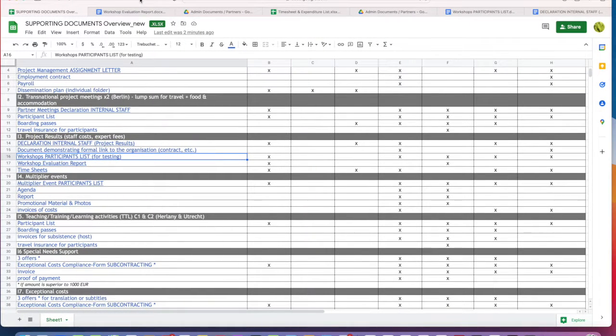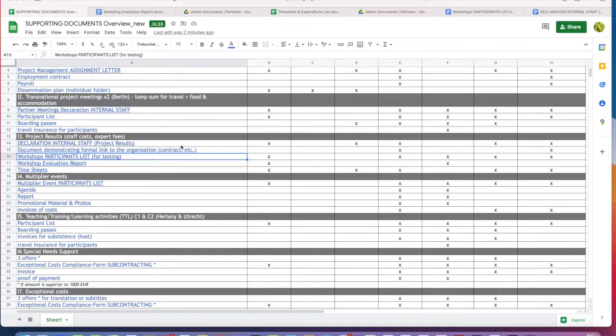Okay, so let's look at the documents linked to the next category, the category project results. Here you have a series of documents to be filled in and to be sent to us, and we will start with the declaration of internal staff. We already had one of those, but that was linked to the project meetings. It's a document just for the legal representative to declare that the person who was sent to that meeting is an internal member of the organization.